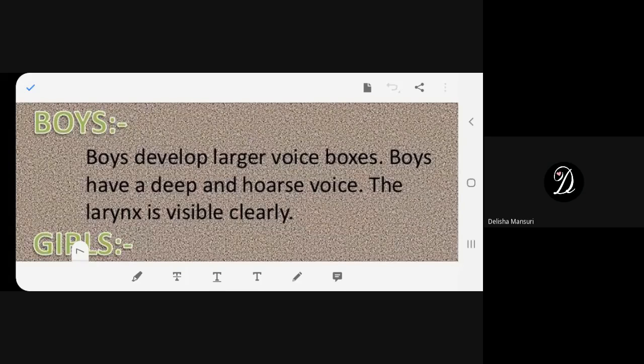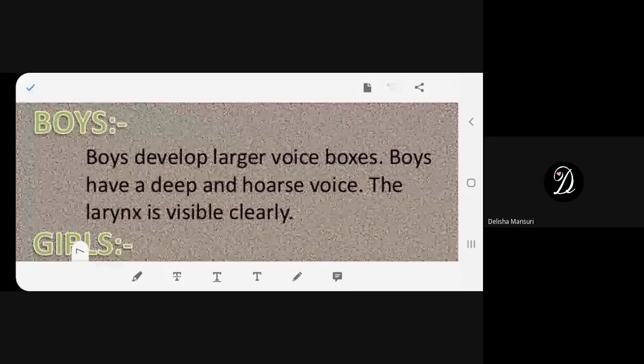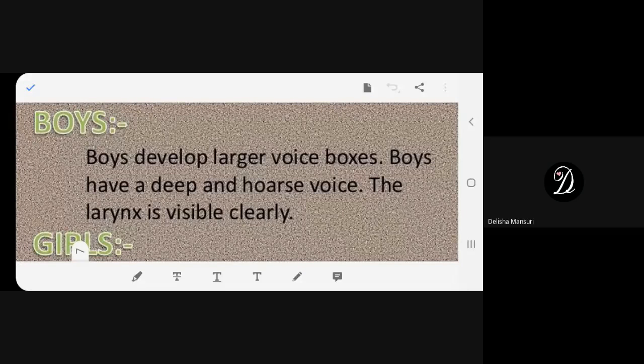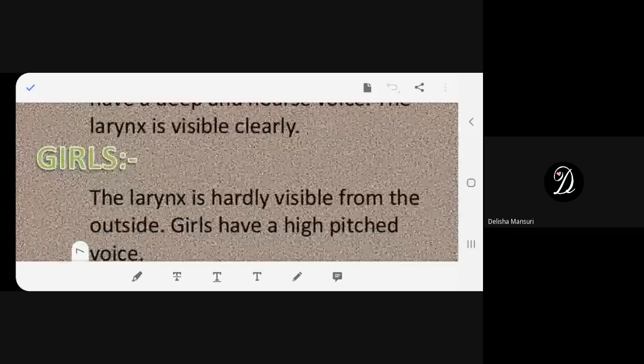Okay. Have you understood this information? Girls, yes. Rest of you, have you understood this? That boys have a very deep and rough voice. They've got big voice boxes, which is visible, which you can see. Yes? Let's see what happens with girls.